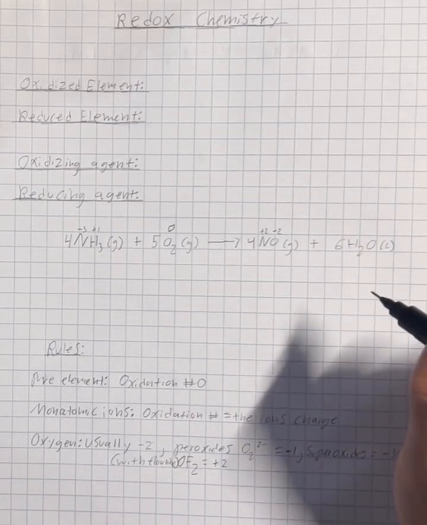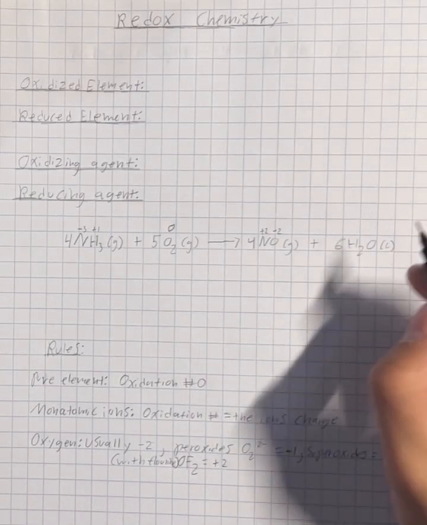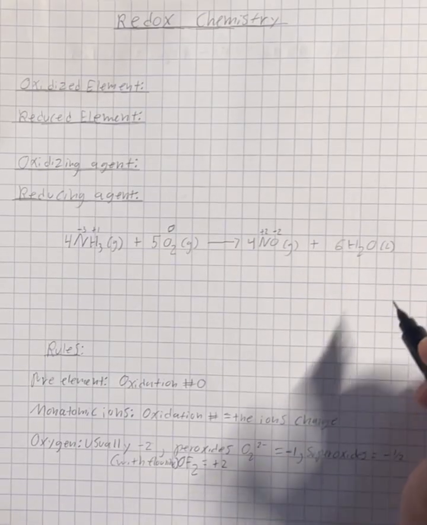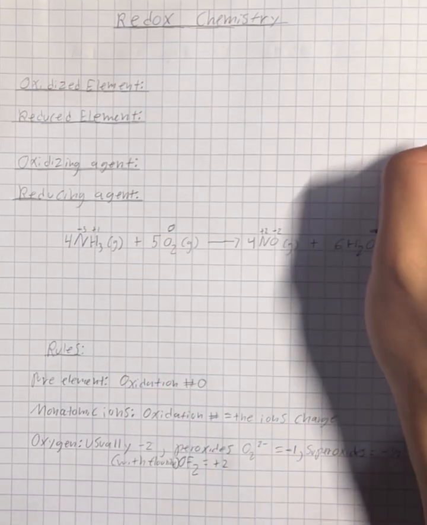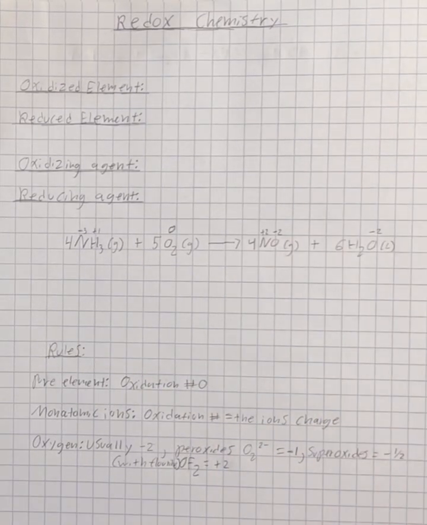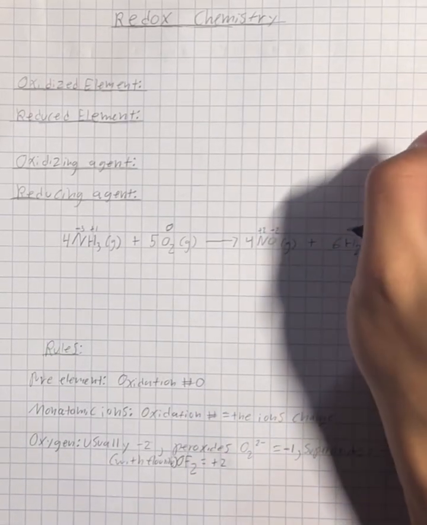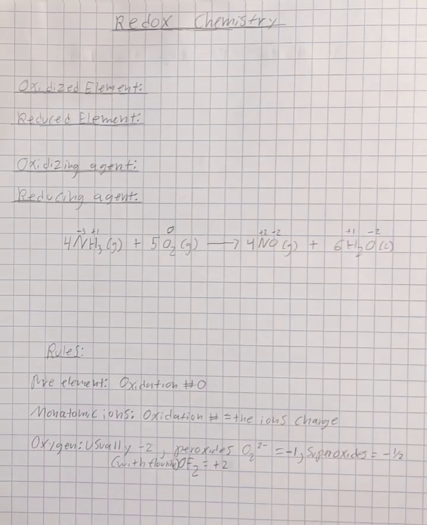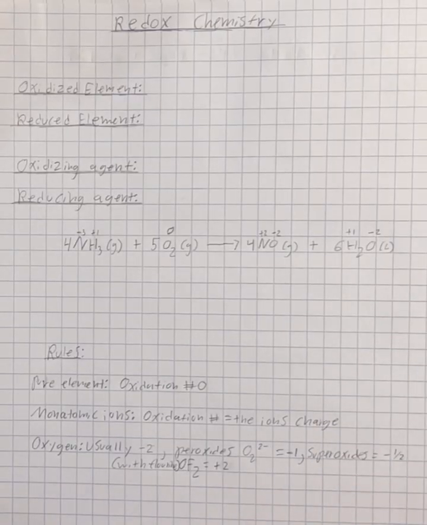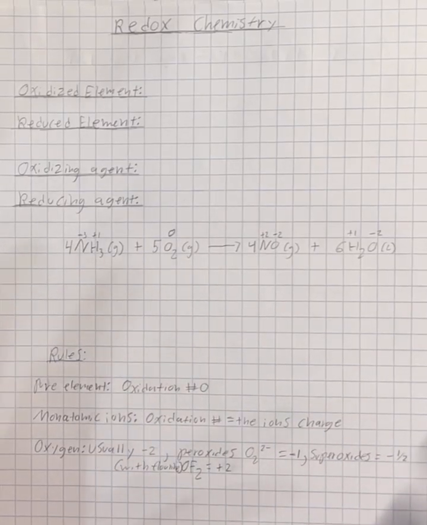Next, we have 6H2O. So in this case, we have 2 hydrogens, 1 oxygen. Again, we know our oxygen is going to have a -2 oxidation state, and we know our hydrogen is going to have a +1. And there's 2 hydrogens, so that balances out with the -2 oxidation state of the oxygen. Now, let's determine the changes that occurred in our reaction.